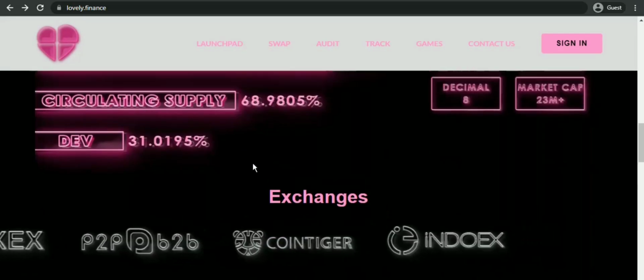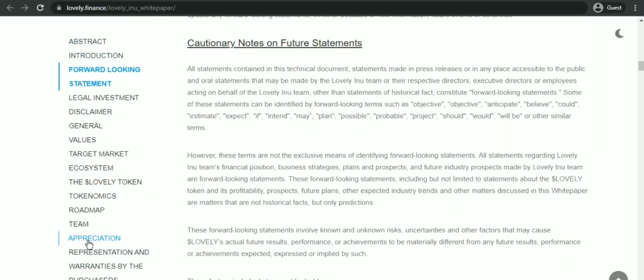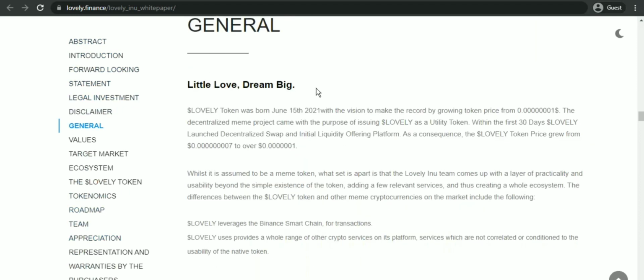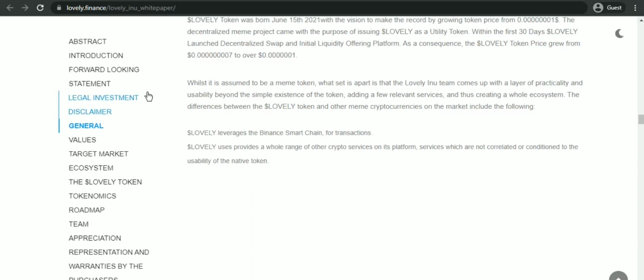So, let's have a quick look at their white paper and let's have a quick discussion about them. Here is the Little Love Dream Big motto of Lovely token. Lovely token was born on June 15th, 2021 with the vision to make a record by growing token price, and it came with a purpose of issuing Lovely as a utility token. Within the first 30 days, Lovely launched a decentralized swap and initial liquidity offering platform. As a consequence, the Lovely token price grew from 0.0007 to over 0.0. That's a huge price growth.